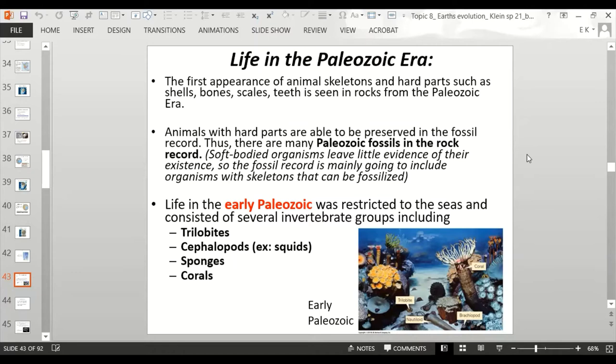So life in the early Paleozoic was restricted to seawater, or in the water, as opposed to on land. And we had several groups of invertebrates. Invertebrates are organisms that do not have a backbone. So that includes trilobites, cephalopods. An example of a cephalopod is a squid, sponges, and corals. So those are organisms that we would have found in the early Paleozoic ocean water. So here, down here is a picture of a representation of what the early Paleozoic ocean floor may have looked like.